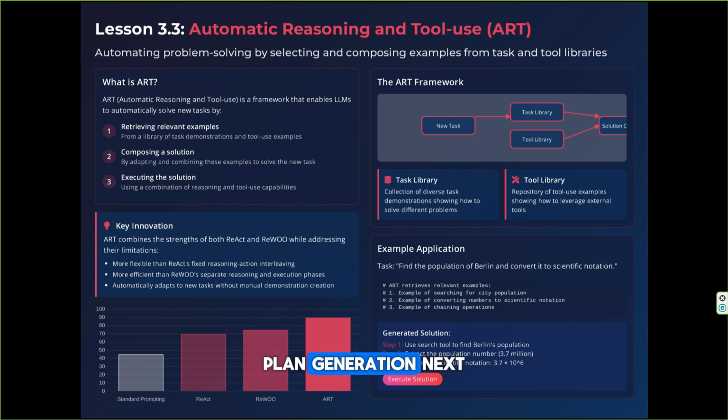Plan generation. Next, the LLM is prompted with these selected examples and the new task. It learns the pattern from the examples and generates a new decomposition, a step-by-step plan for the new task. This plan will include placeholders for the tool calls it needs to make.